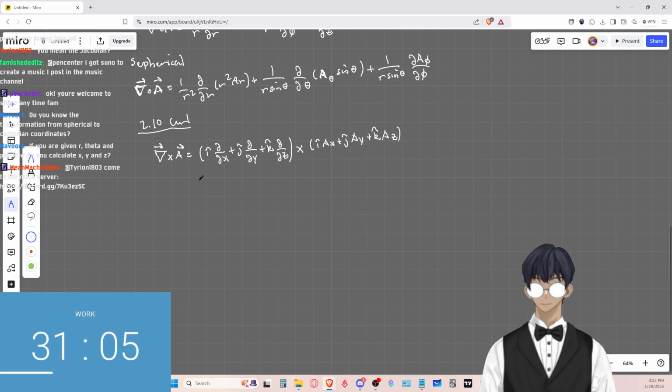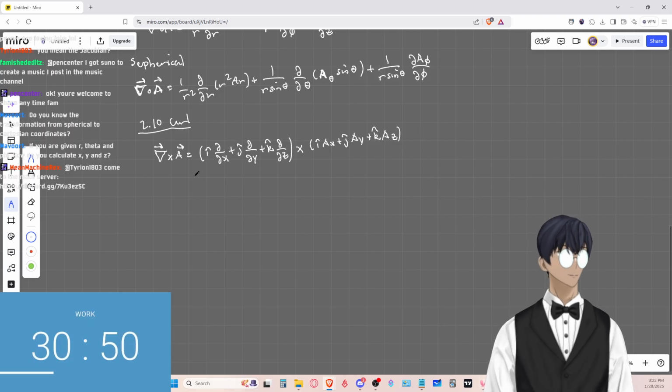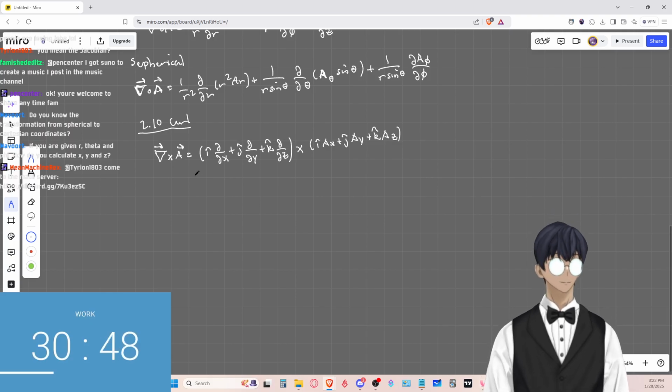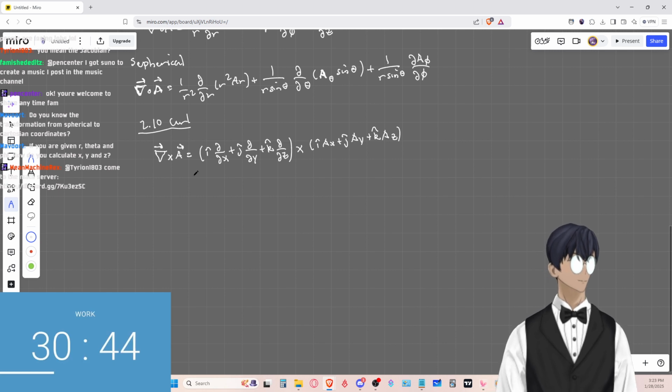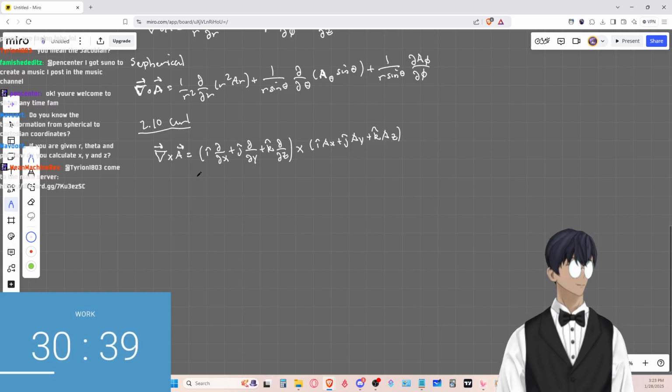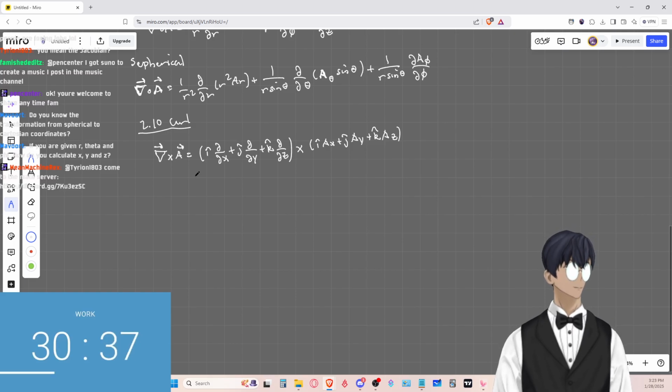Let's see, here we go. Oh, what you guys typed up. Do you know the transformation from spherical to Cartesian coordinates? What do you mean by transform? Do you mean how to convert between different coordinates? Is that what you mean?